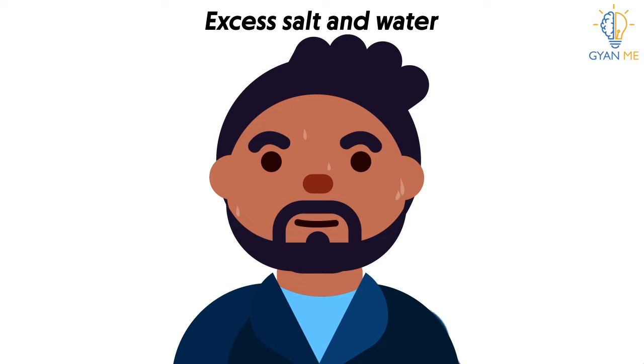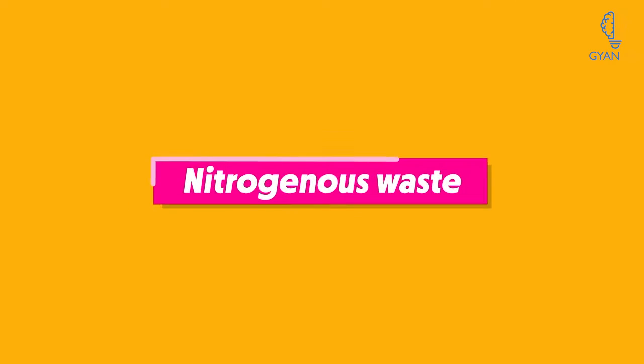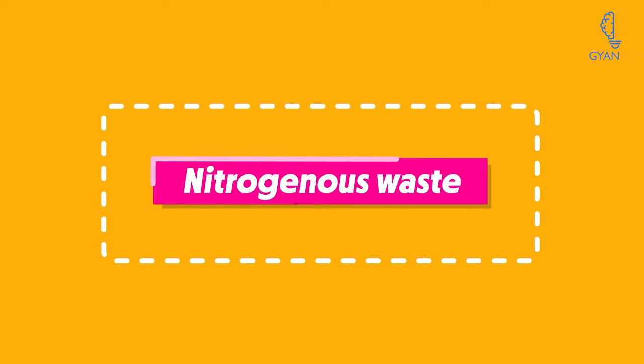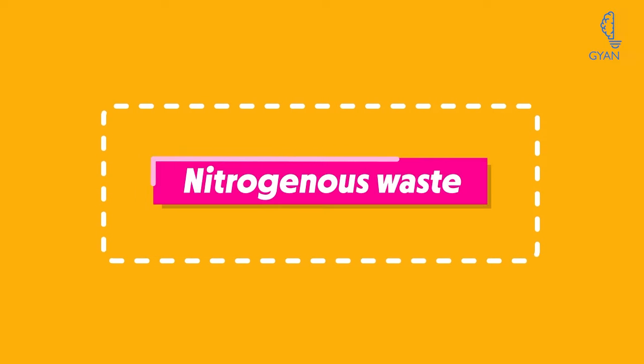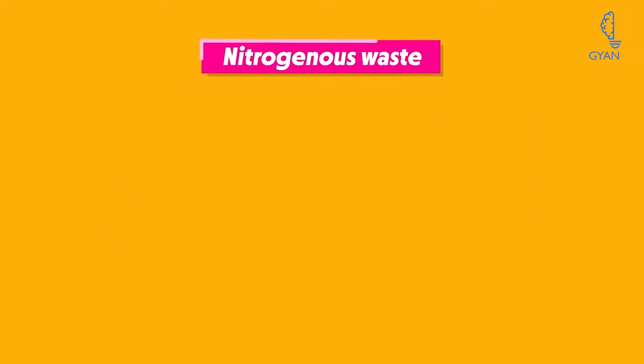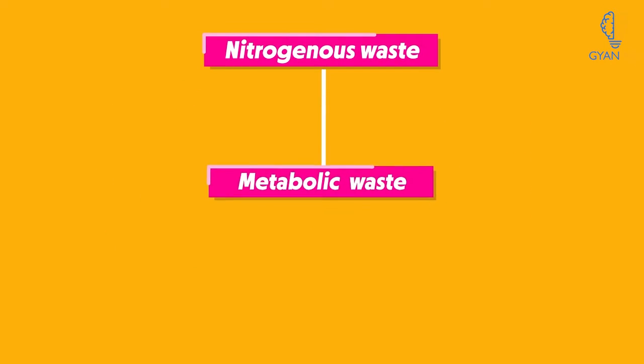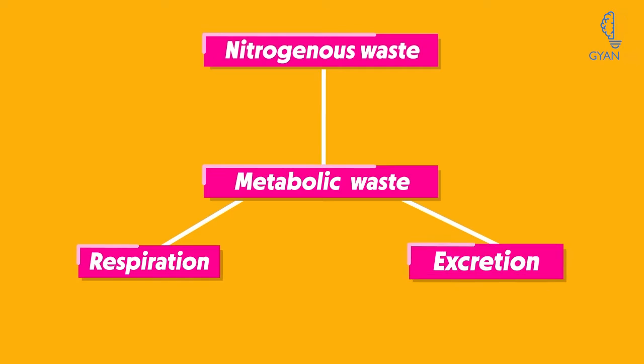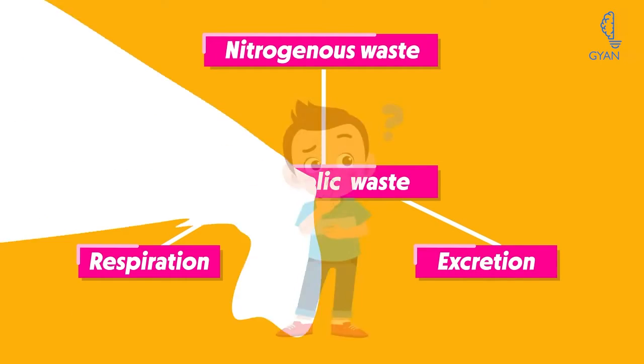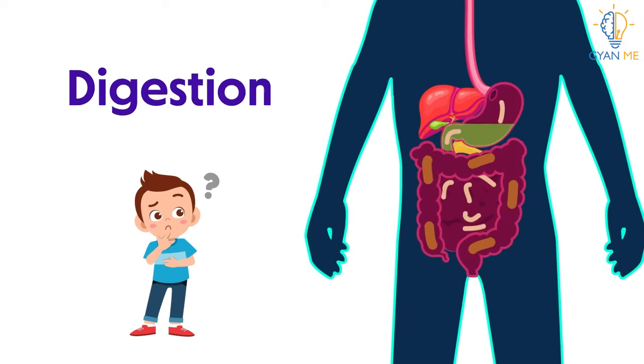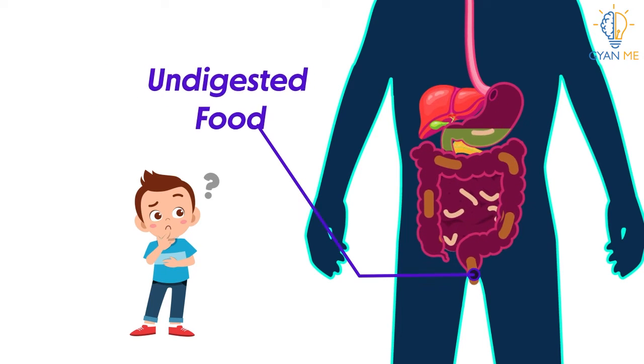The last and the third is nitrogenous waste. And this is what we will be talking about in our excretory system. Students, the nitrogenous wastes are also called metabolic wastes. They are generated by various metabolic activities other than digestion. Remember students, digestion generates digestive waste, that is undigested food.